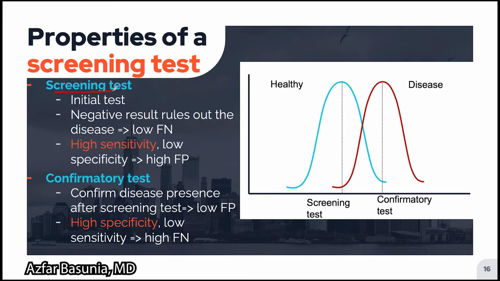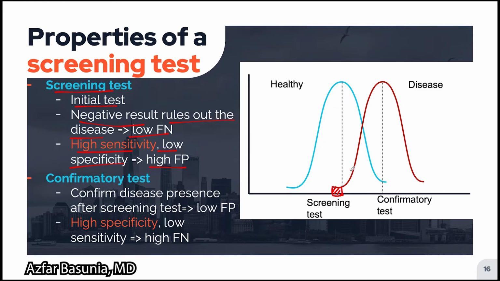A screening test is the initial test that is done on patients where the negative result rules out the disease. That is, the test has a low false negative rate. Very, very high yield to know that an ideal screening test will have high sensitivity, which leads to low specificity and high false positives. Remember that false negatives are patients with the disease who test negative, so that is this portion of the curve here, which we can see is very, very small for an ideal screening test.